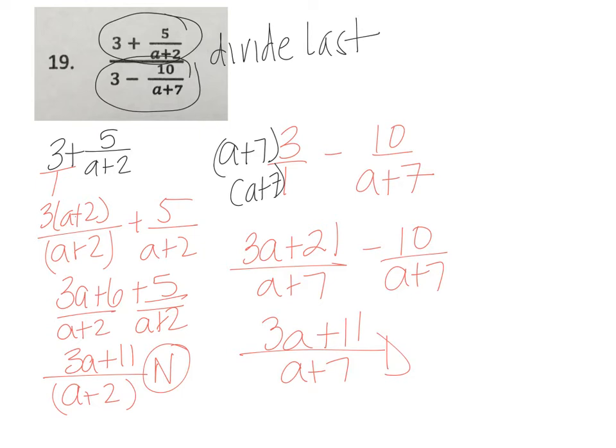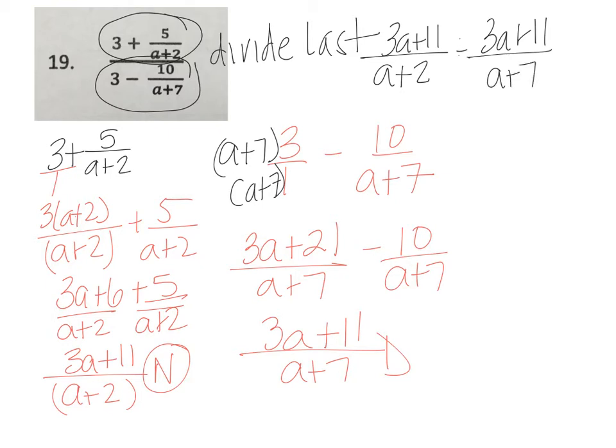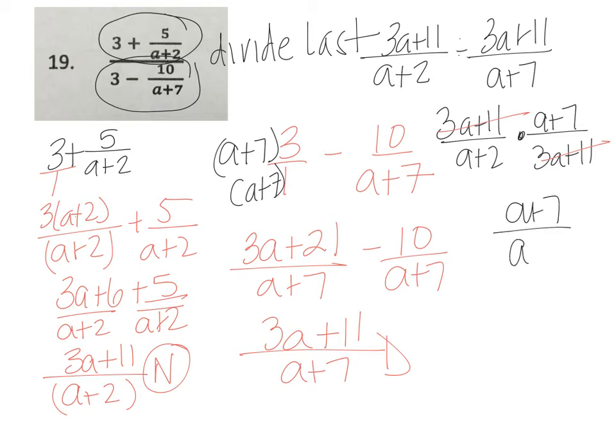So I end up with 3a plus 11 over a plus 2 divided by 3a plus 11 over a plus 7. So when I divide, I multiply by the reciprocal: 3a plus 11 over a plus 2 times a plus 7 over 3a plus 11. The 3a plus 11 divides out, and we have a plus 7 over a plus 2. And that's your answer.